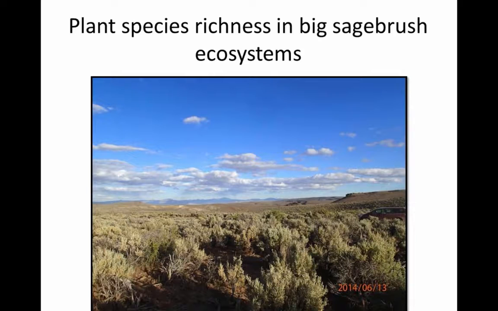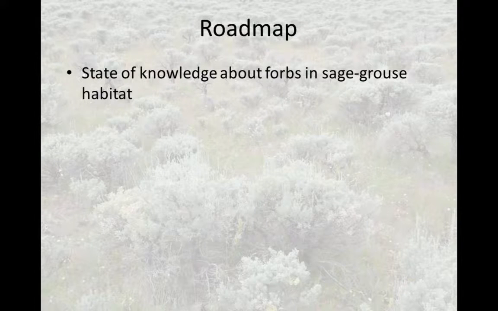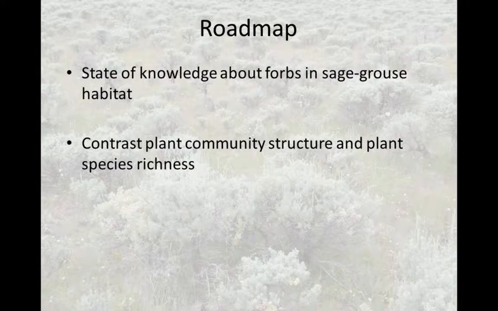So I'm going to talk to you about a couple of activities. One, what do we currently know about forbs in sagebrush plant communities, and then what did we find out when we set out to sample these communities to collect data to estimate parameters for our model. So we set out to assess the state of the knowledge about forbs in sagebrush plant communities and sage-grouse habitat, and we took the usual approach of a literature review, and I'll tell you a little bit about some of the characteristics of that.